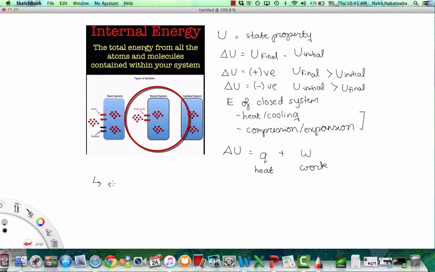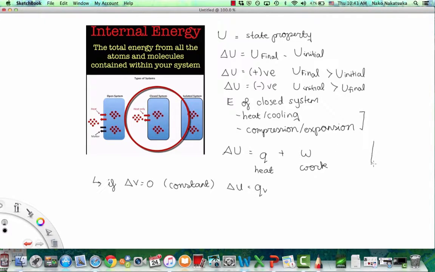So if the change in the volume is 0, or rather constant, then delta U equals QV. And remember, this small subscript means at constant volume. The reason for that is if there's no change in volume, there's no compression or no expansion, right?